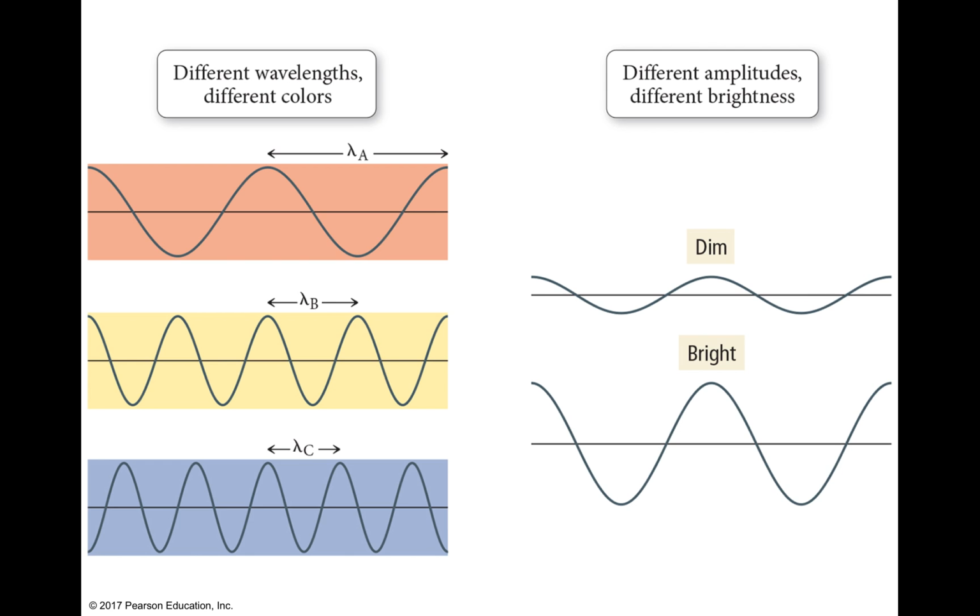The other thing just to make note of is the amplitude of the wave, that is the height of the wave. That's ultimately what determines how bright or dim light is.